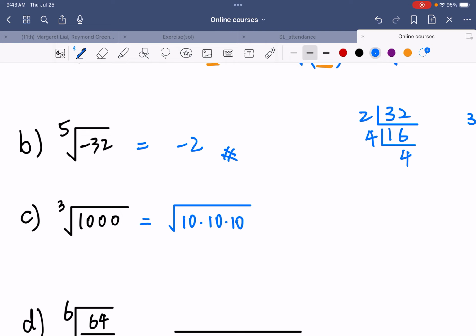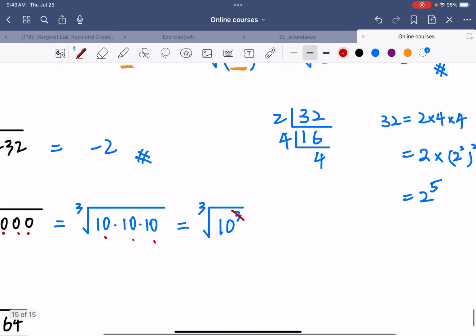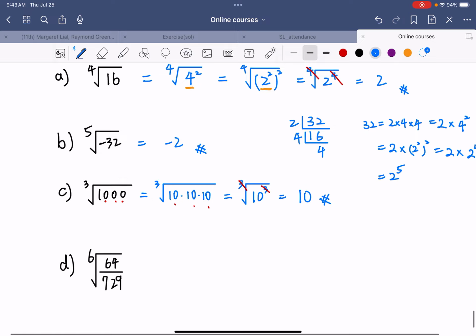Okay, 3 and 3 here, 1 2 3, 1 2 3. Okay, and the index is 3. So actually we can just write 10 to the power of 3 and the cube root of it. And we found that, okay, 3, so we can diminish it. Then what we left will be 10. That's our final answer for this one. And we got our next one.